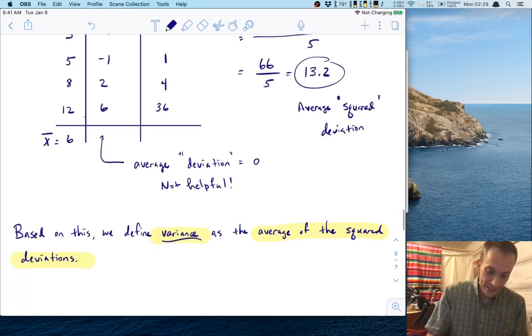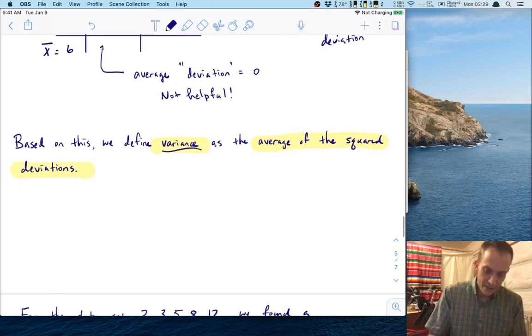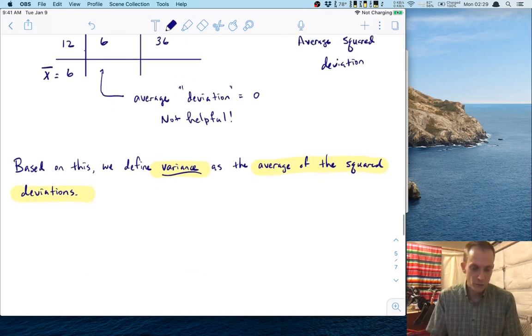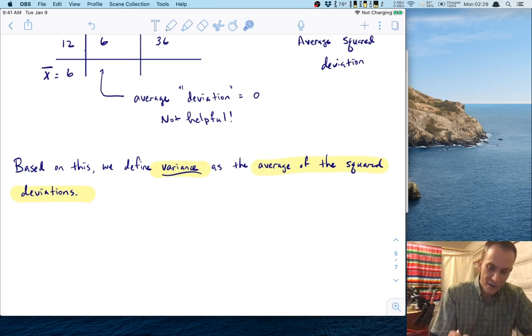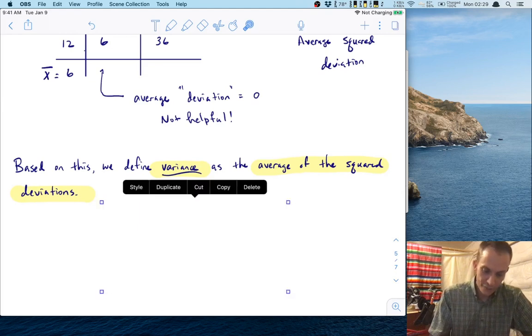Turns out that it totally is. In fact, we give it a special name. It turned out to be quite useful. We call that the variance. And so based on this, we define the variance as this average squared deviation. In fact, you can write down a formula for it.